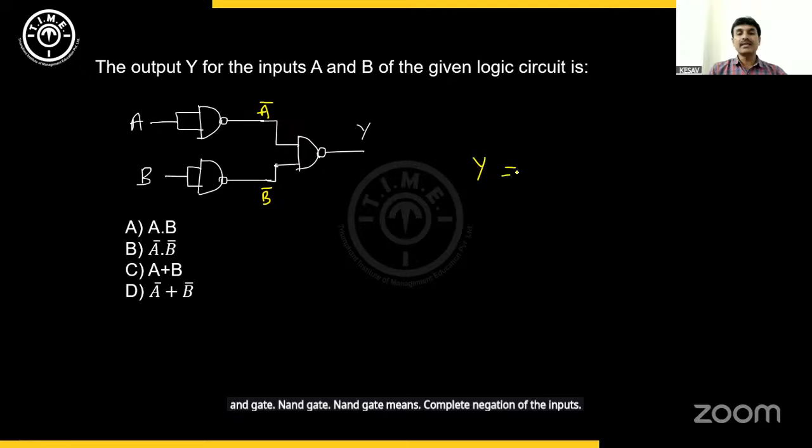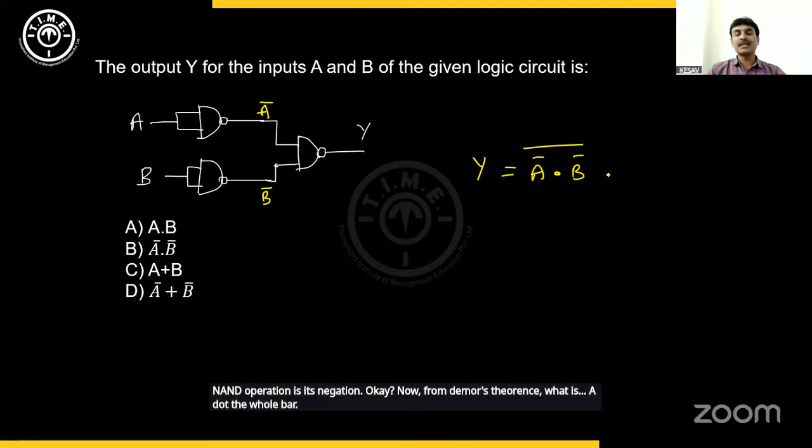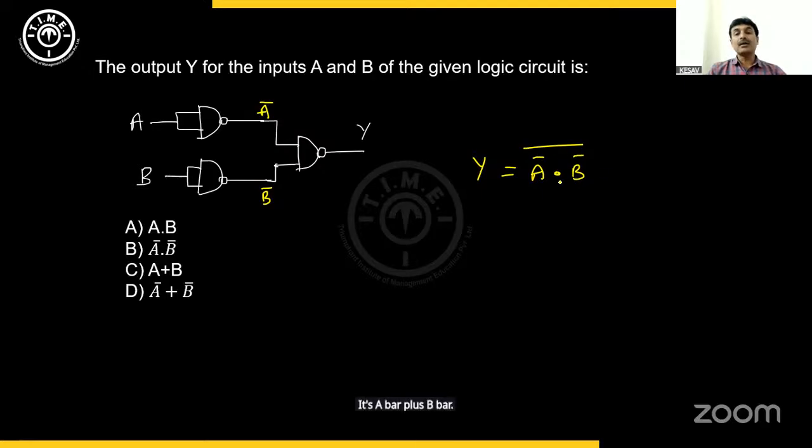So Y, the inputs are A bar and B bar. AND operation is dot. NAND operation is its negation. Now from De Morgan's theorems, what is A dot B whole bar? It's A bar plus B bar. Then A bar dot B bar whole bar is nothing but A plus B, no? So output is A plus B. You can directly mark it as C. See how it is simplified.